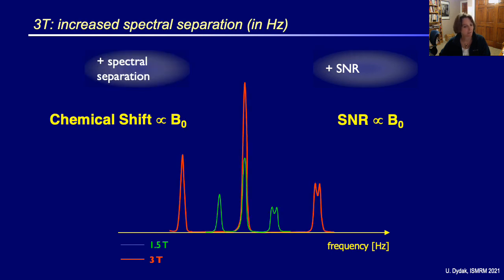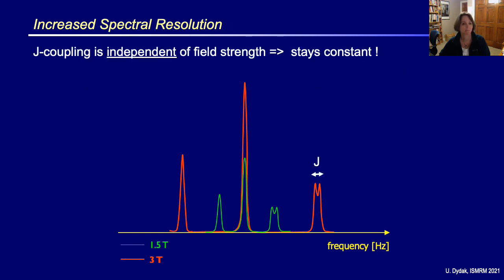Now, the other bonus, the big bonus, is the increased spectral separation that also goes linearly with the field strengths. So remember, the chemical shift is linearly proportional, therefore our peaks will be separated by double the amount of space on a frequency axis in Hertz. Notice that J coupling is independent of the field strengths. It stays constant. This difference between these 2 doublet peaks will stay constant across field strengths.